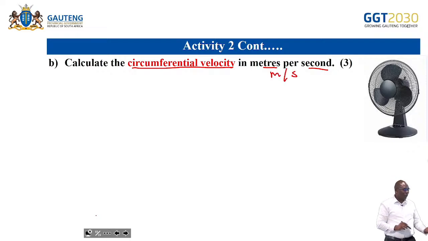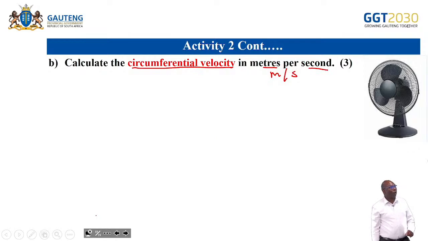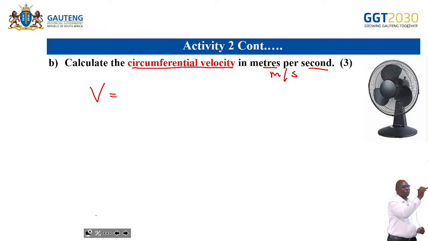Now if I can just quickly go back to my question there. Remember the question was given as meters and we have seconds here. So in other words, we are going to get it as meters per second. So how am I going to do that? I know my radius is 0.6. The rotation is 6.3. So now I'm going to substitute. Now my formula, remember the circumferential velocity formula, which is going to be pi multiplied by d multiplied by n.